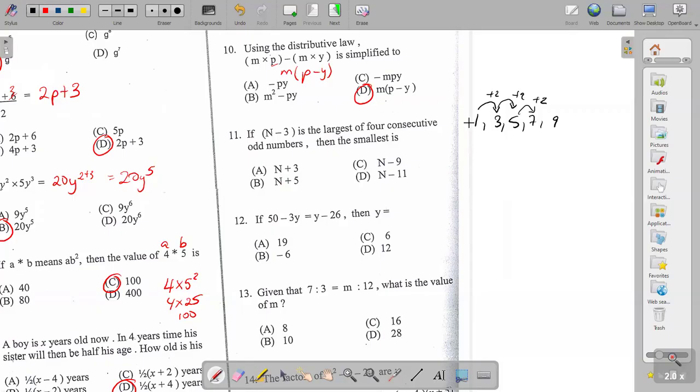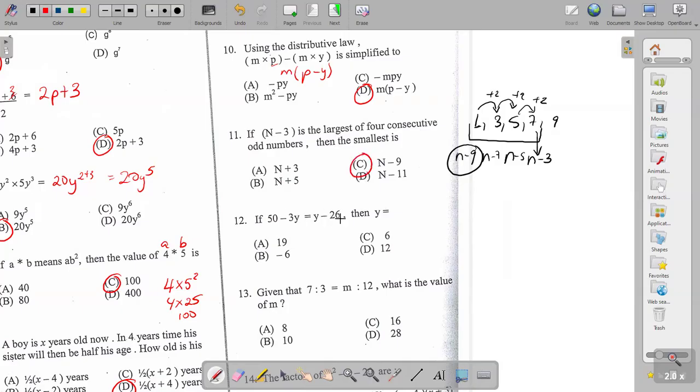So it says the largest. So they say 4. So let's consider this as the 4, right? So if n minus 3 is the largest, to go backwards, you got to minus 2. So this would be n minus 5, n minus 7, n minus 9. Then the smallest, 1 in this example, would be n minus 9. So n minus 9 is your answer.